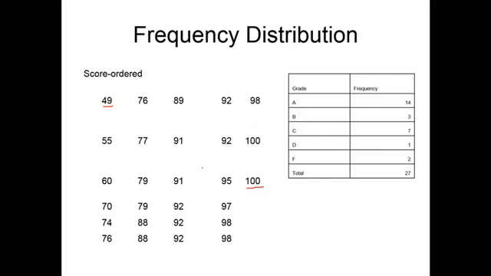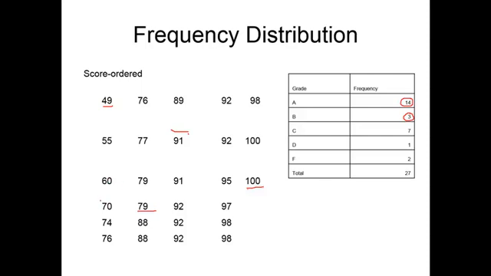How many A's do I have? Well, I give A's to people who make 90 or above. So I count from here to here. There are 14. How many B's? Well, people who make between 80 and 89 get a B. And so there are 3 of those in this class.